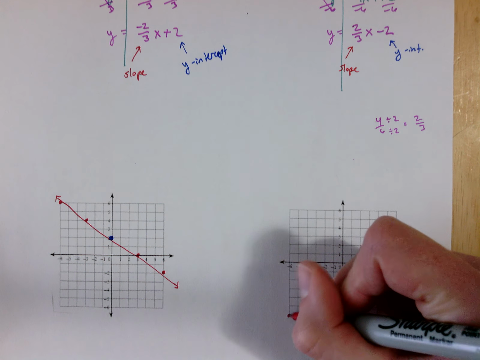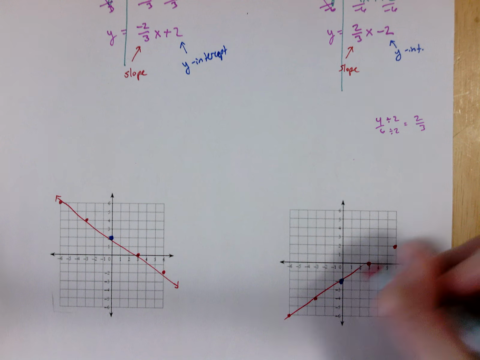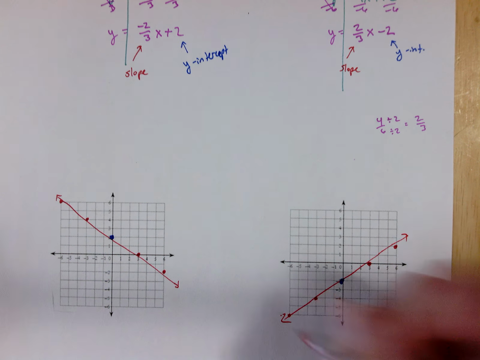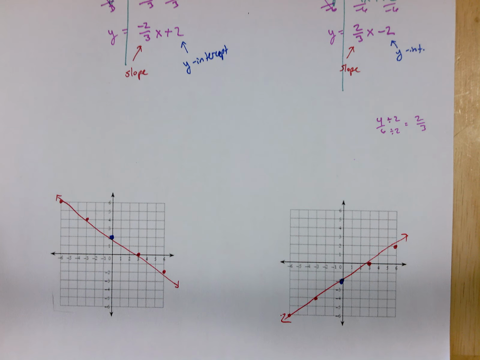Fun fact, anytime you have two lines with the same slope, but one's negative and one's positive, they're perpendicular. So if I were to follow these two lines down, right, there's that one, they meet at a right angle. So there's your interesting math tidbit today.